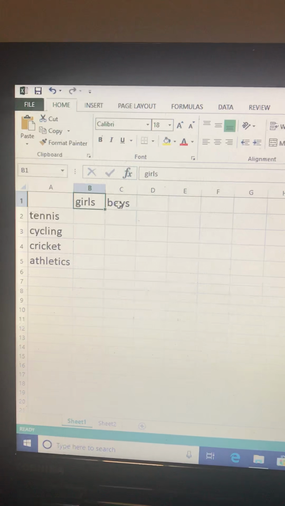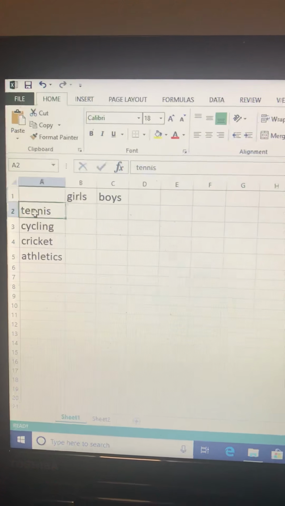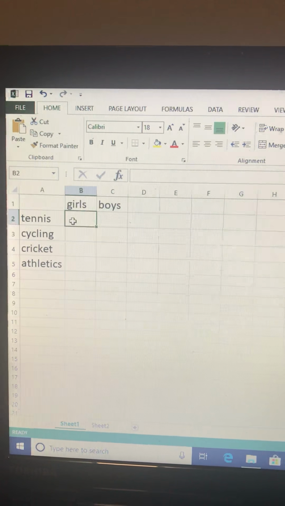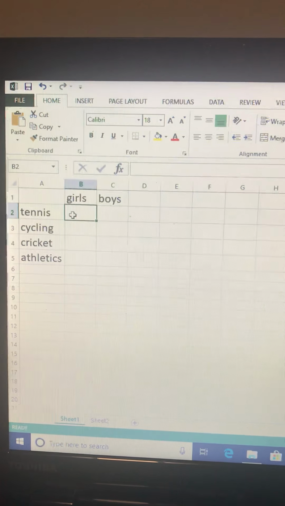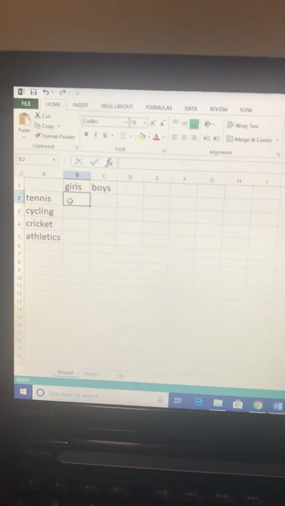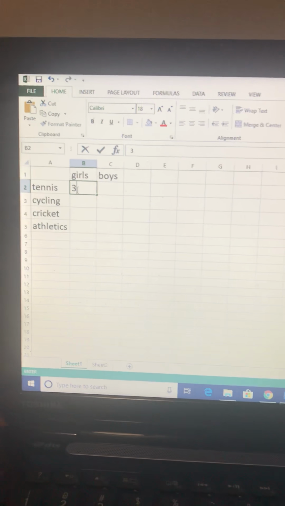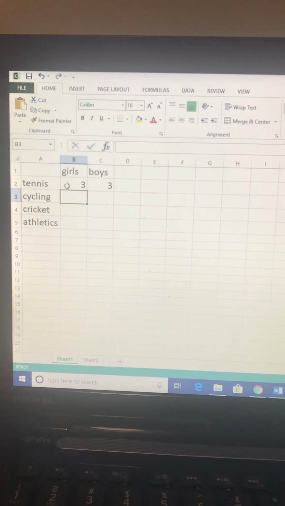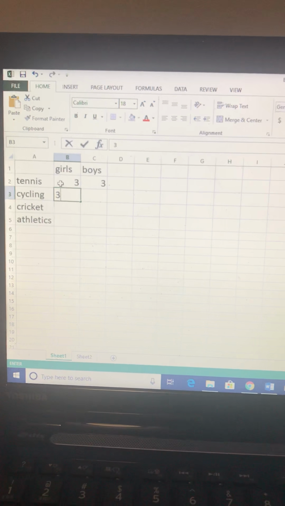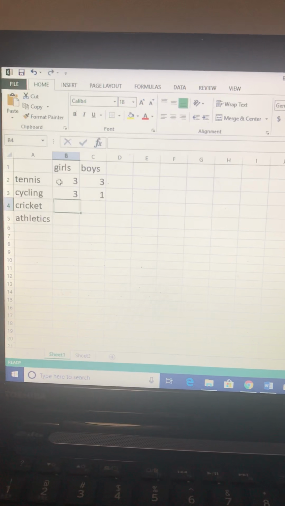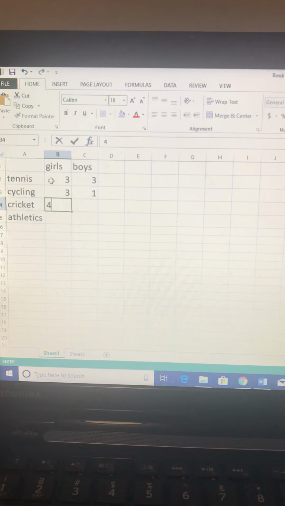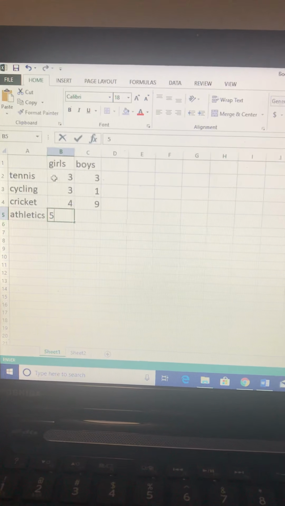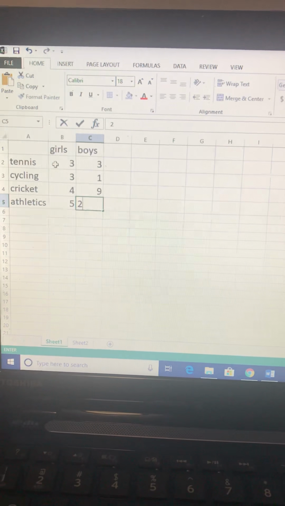So there's a girls column, a boys column, and I've listed the 4 top sports. So we're going to go through and you're going to vote for what your favourite sport is. So the girls, there are 3 of you that prefer tennis. There are 3 boys. Cycling, there are 3 girls, 1 boy. Cricket, there are 4 girls and 9 boys. And athletics, there are 5 girls and 2 boys.